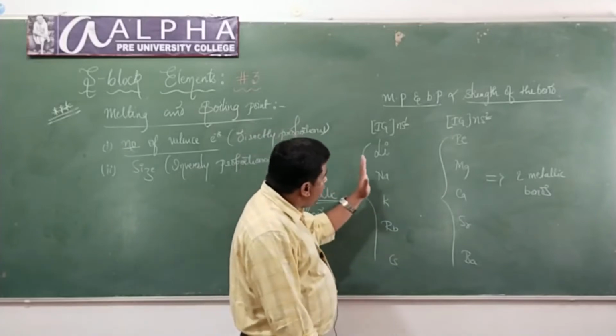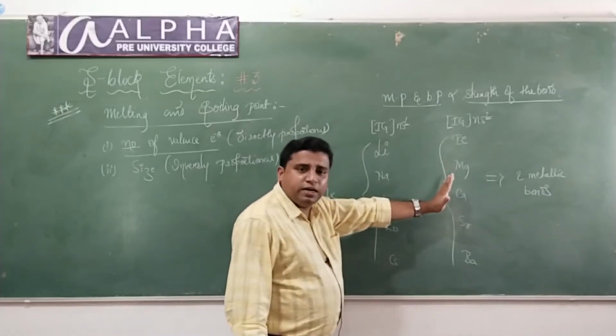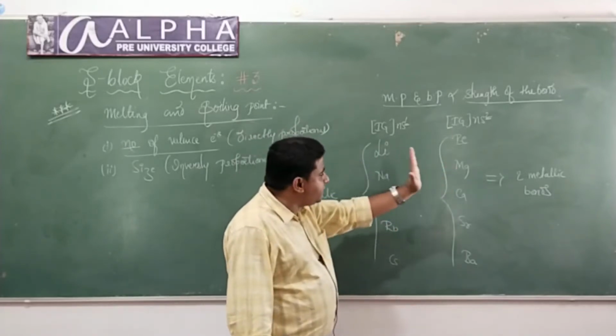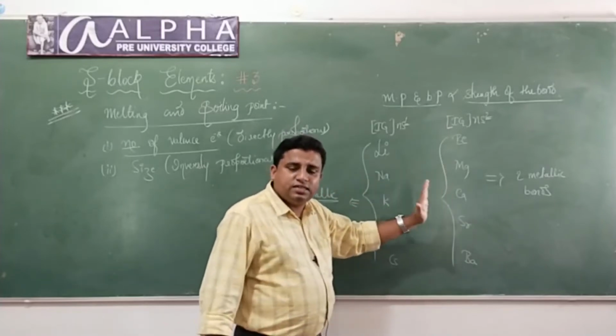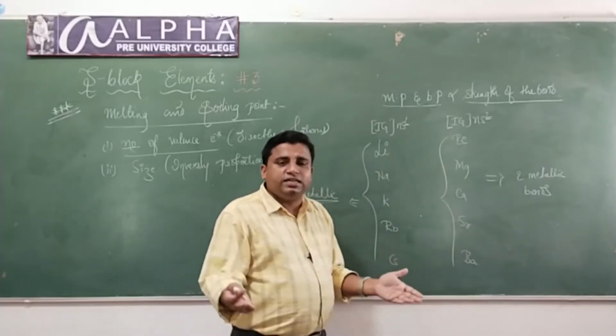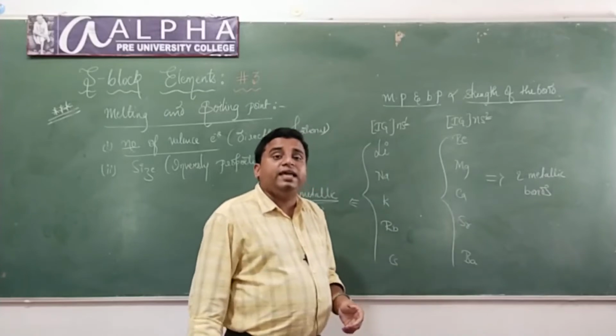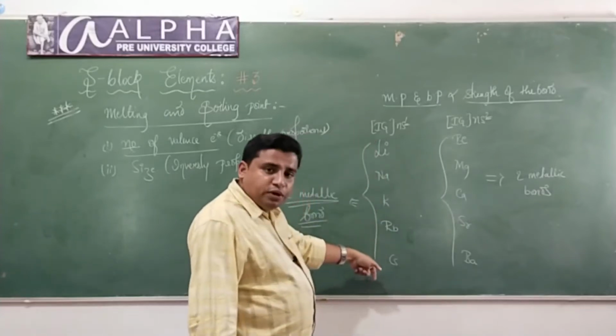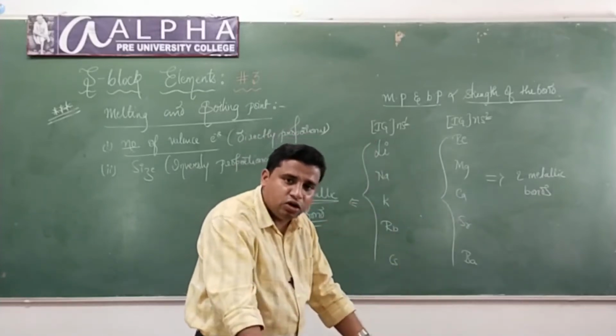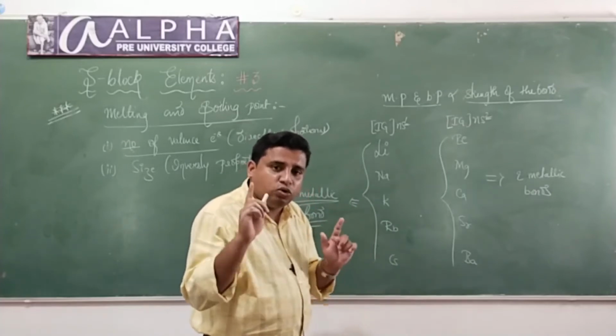We know as we go from alkali metals to alkaline earth metals, size decreases. As the size decreases, melting point and boiling point will increase. As we go down the group, the size increases. Please again note this point.